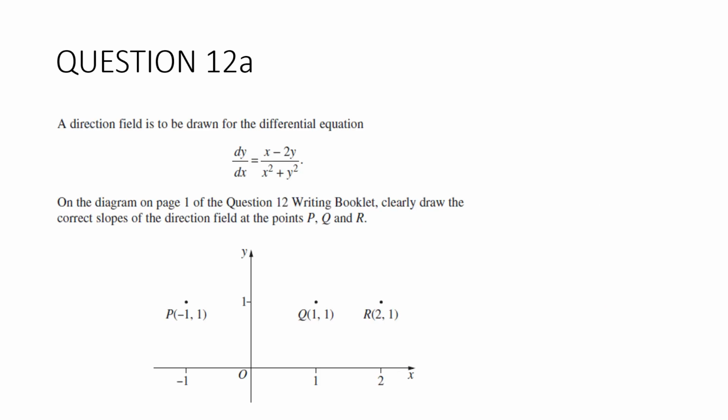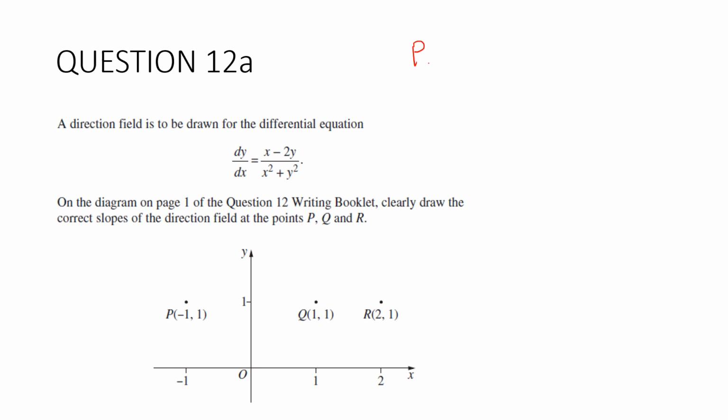Question 12a. A direction field is to be drawn for the differential equation as shown on the diagram on page 1 of the question 12 writing booklet. Clearly draw the correct slopes of the direction field at the points P, Q and R. It's actually a nice easy question. We're just going to substitute in. So let's start with P.